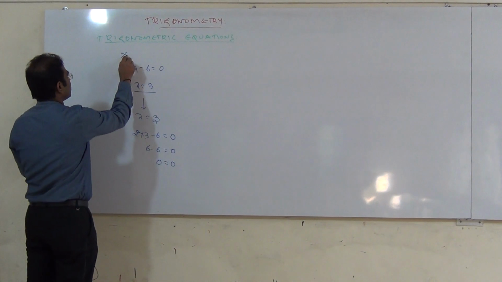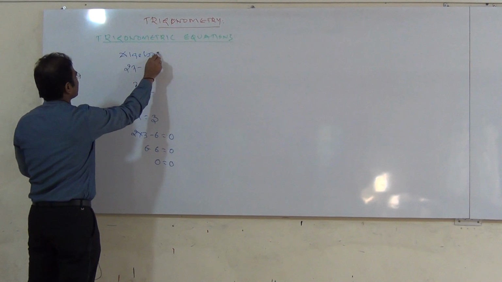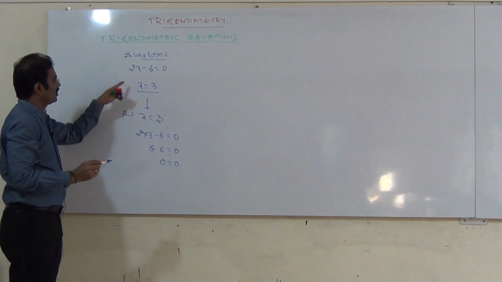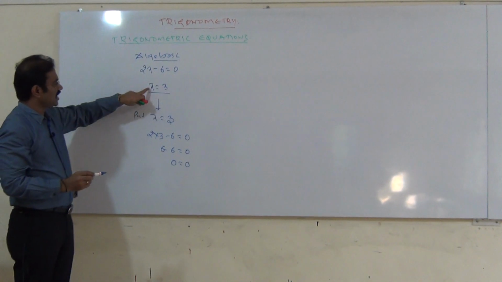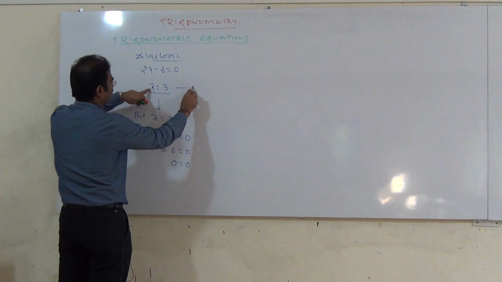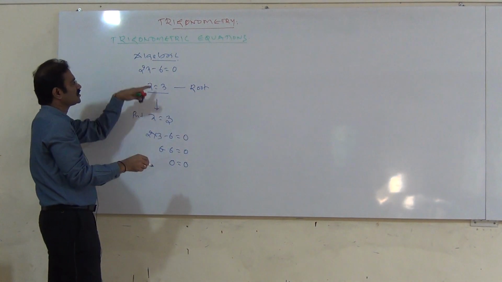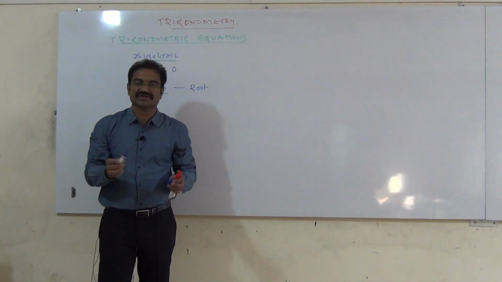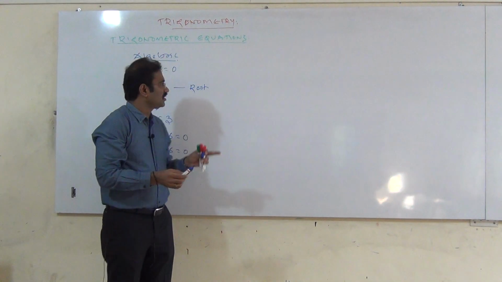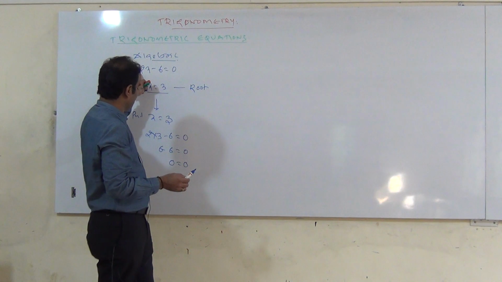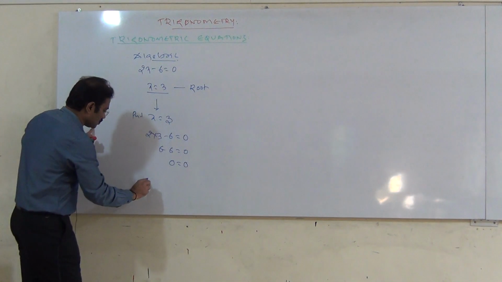This is called an algebraic equation, and this is known as the root of the equation. This indicates that every root satisfies its equation. If it is a linear equation, we have only one root.